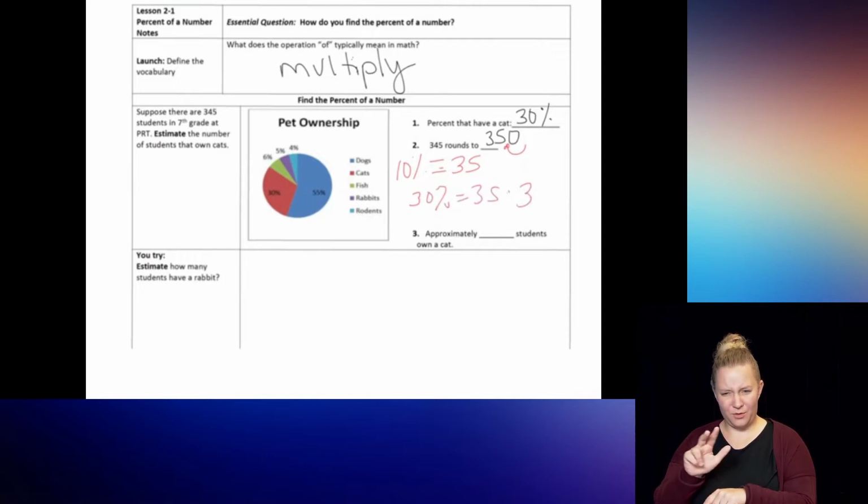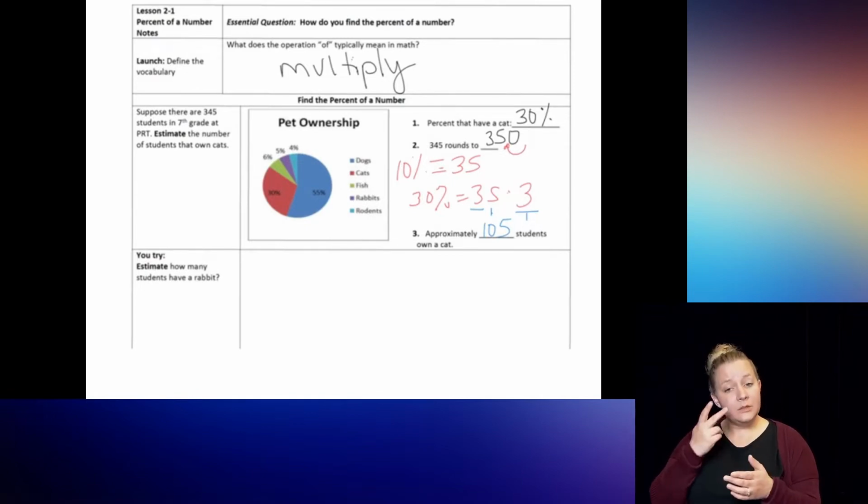I don't know if you guys are good with your mental math with things like this, but if you do 30 times 3, you should know that that's 90. And then if you do the 5 times 3, that is 15. So 90 and 15 lets me know that approximately 105 students of the 7th grade at PRT own a cat, if this survey was accurate for our students. All right, so let's see if you can do your estimation techniques with the rabbits. Push pause on the video, try it out, and then come back and check yourself.